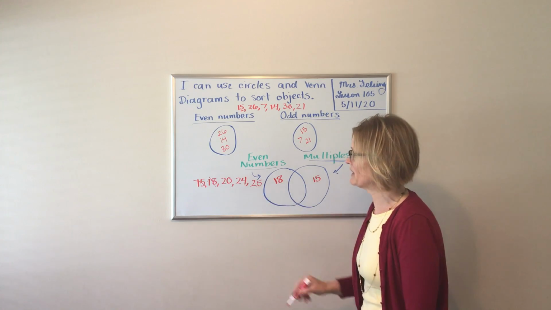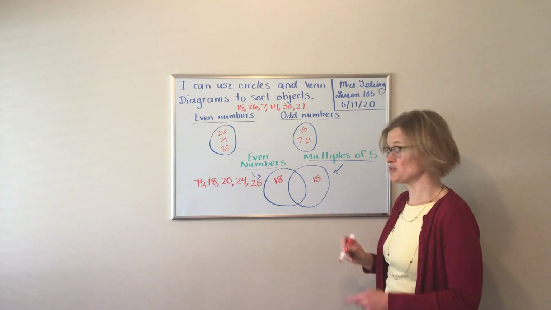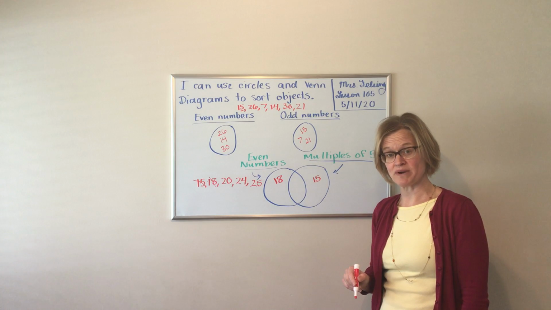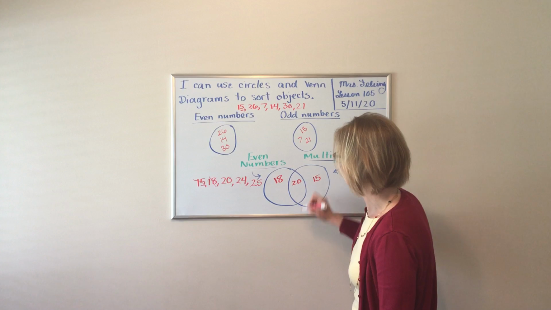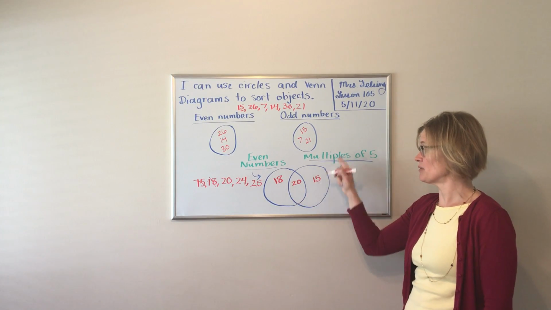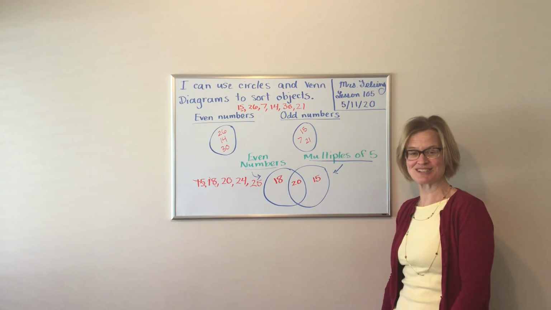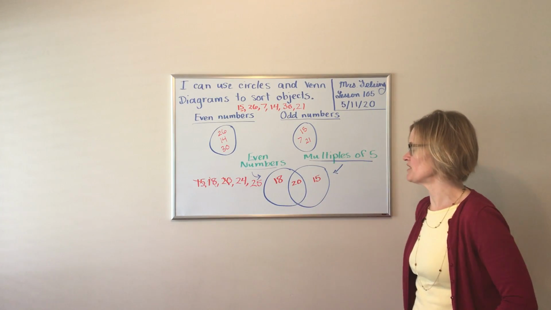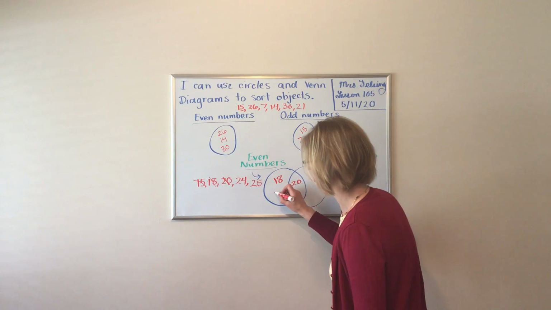So now I have 20. Well, I know 20 is even, but is 20 also a multiple of 5? Because I think 5 times 4 is 20. So 20 would actually go in this middle section right here. So you see, because 20 is an even number, but it's also a multiple of 5. So that's why that would actually go in that middle section as well. So then we look at 24. 24 is even. Is it a multiple of 5? No. So then I put it here.